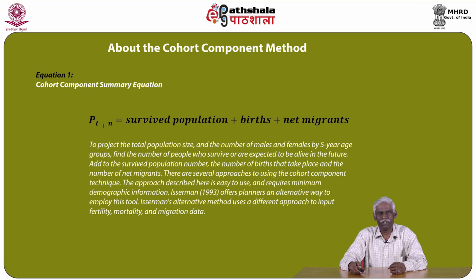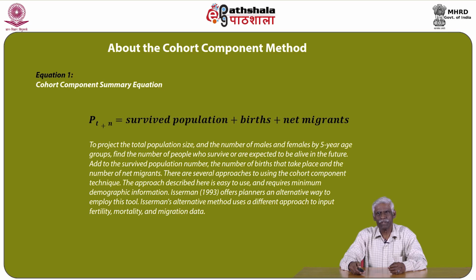As we have seen in the earlier slides about the cohort component method, the first equation refers to the cohort component summary equation, which is usually denoted as P(t+n), which is equal to survived population plus births plus net migrants. To project the total population size and the number of males and females by 5-year age groups, we need to find the number of people who survive or are expected to be alive in the future and add to the survived population number the number of births that take place and the number of net migrants.